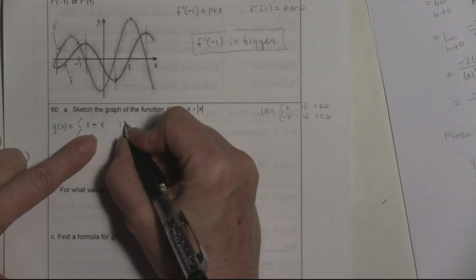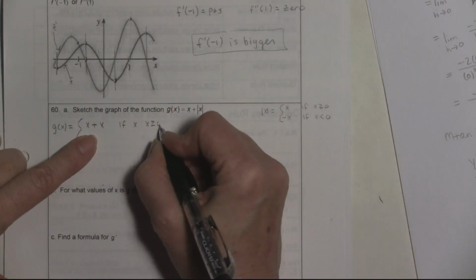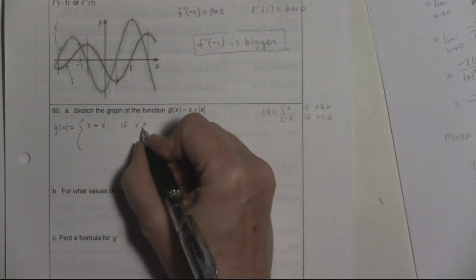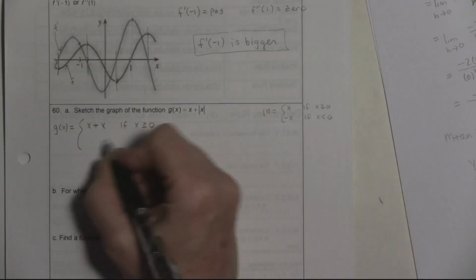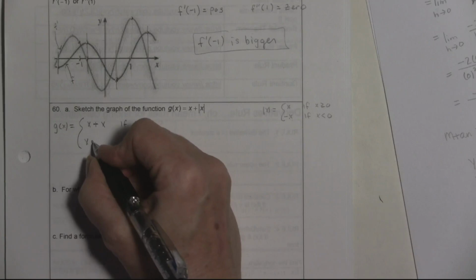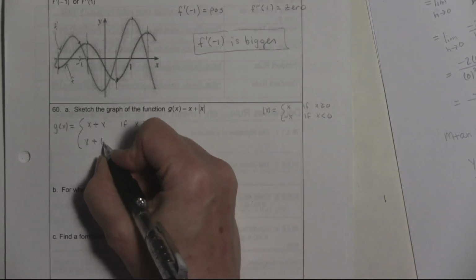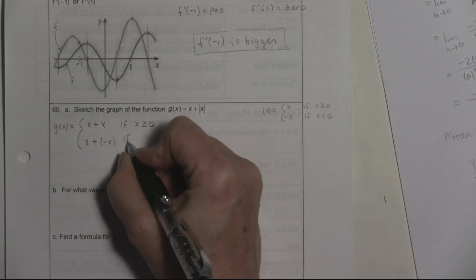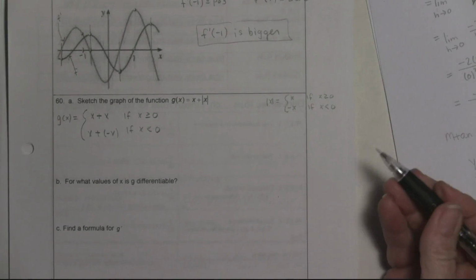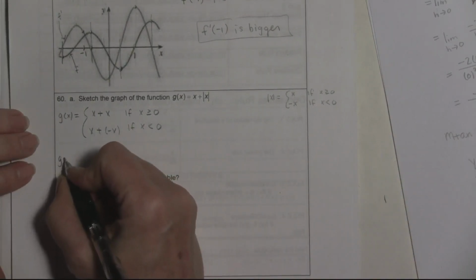And this is if x is greater than 0. And then x, that's this x right here, plus, and then negative x. And this is if x is less than 0. So I'm just making it into a piecewise defined function here, and then I'll graph it.